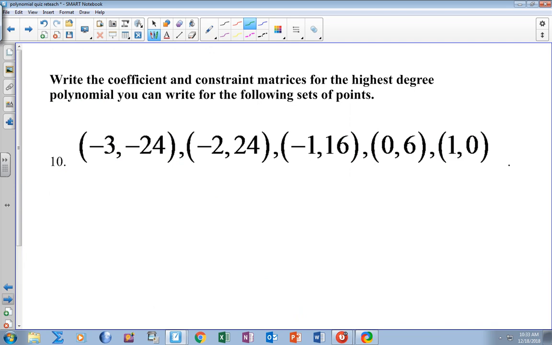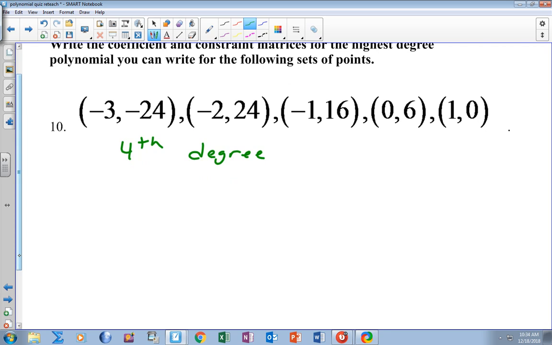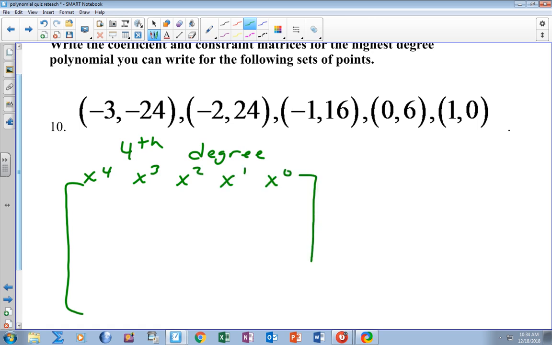All right, so number 10. Writing a coefficient and constraint matrix of the highest degree polynomial for these particular points. So we have 1, 2, 3, 4, 5 points. So the highest degree this can be is a 4th degree polynomial. So we're going to write a matrix for a 4th degree. That means we're going to have an x to the 4th, an x to the 3rd, x squared, x to the 1st, and then our x to the 0 column.